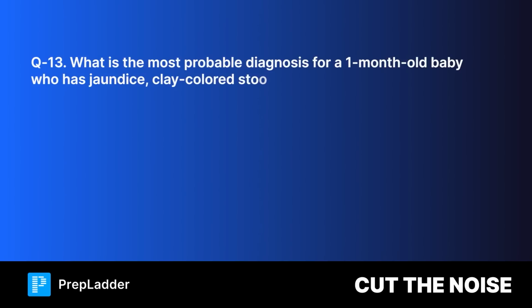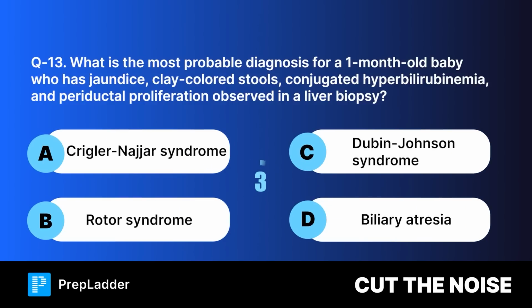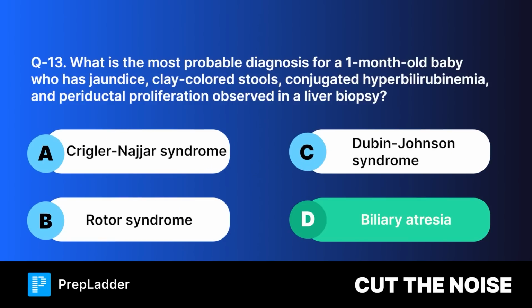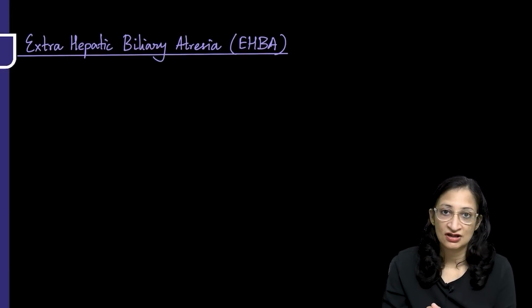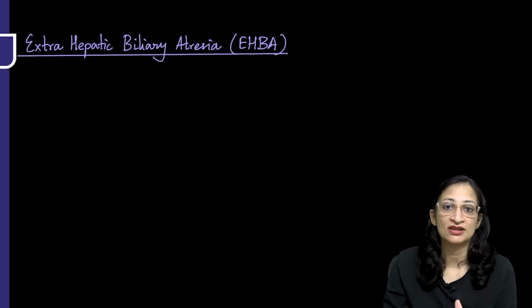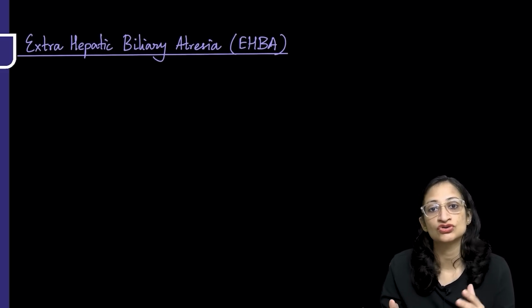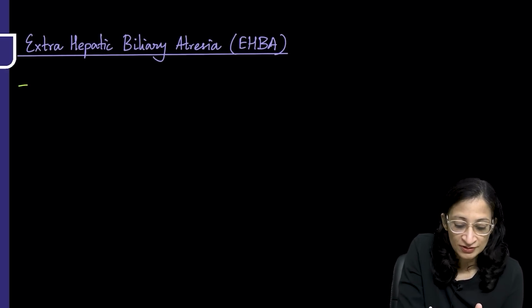Question 13. What is the most probable diagnosis for a 1-month-old baby who has jaundice, clay-colored stools, conjugated hyperbilirubinemia, and periductal proliferation observed in a liver biopsy? The correct answer is biliary atresia. Here's the explanation. Extrahepatic biliary atresia, EHBA, is one of the most important obstructive causes of conjugated hyperbilirubinemia in neonates or infants.